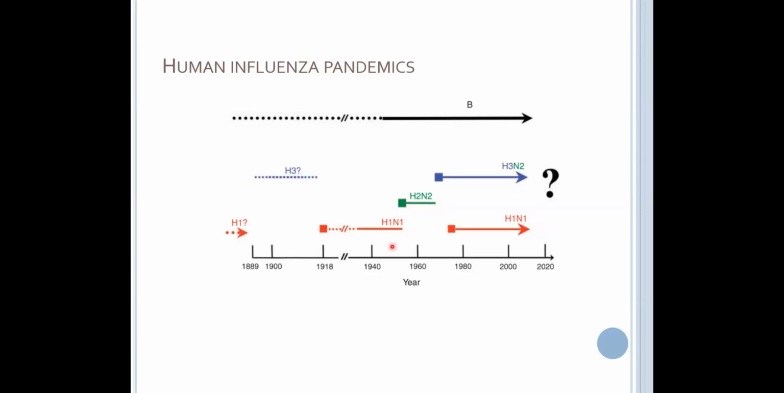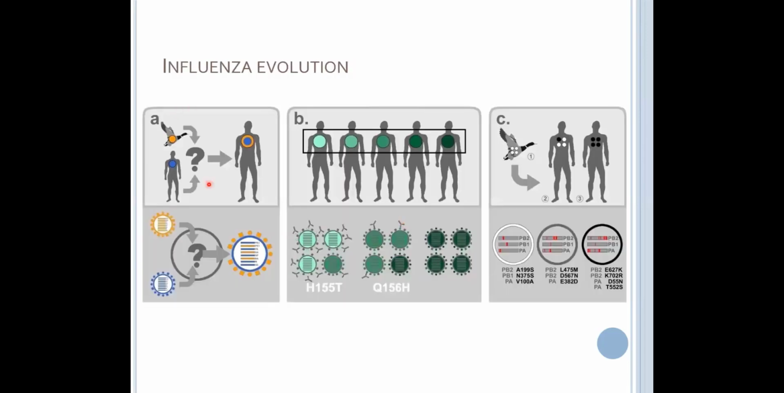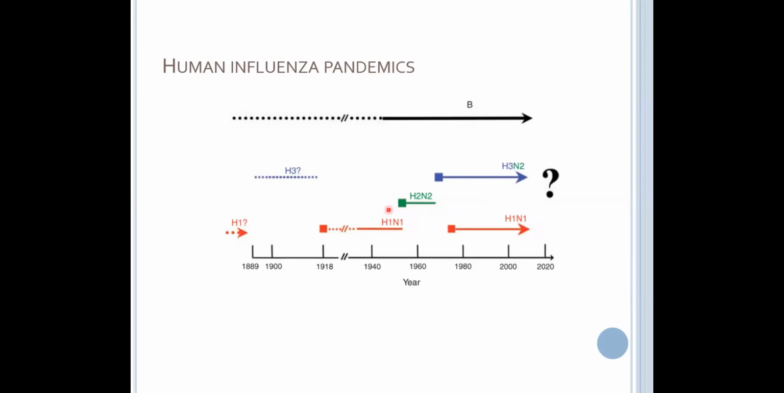So we had an initial pandemic that we've all heard of, the 1918 Spanish flu, which was an H1N1 virus. And that was replaced with one of these antigenic shift events in 1957 with the H2N2 virus, which was replaced with another antigenic shift event in 1968 with the H3N2 virus.